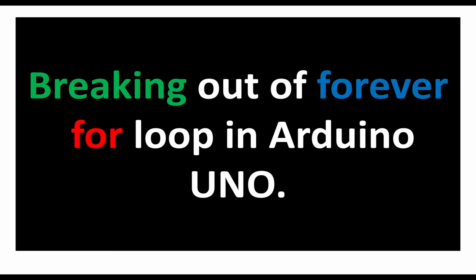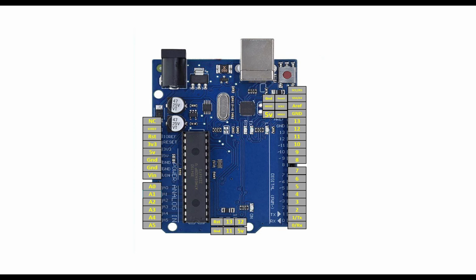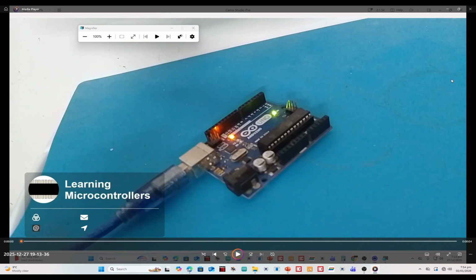In the previous lecture, I showed you how we can make a forever for loop. Now in this lecture, I will show you how you can make that loop and how to break out of it using the break statement. So let's get started. All you need is an Arduino UNO. Just connect it to the computer like this using a cable. We will be learning by doing. We will just write the code and that's how we are going to learn it.